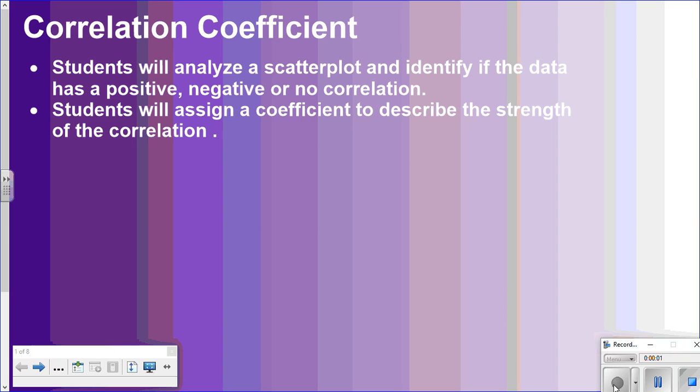In this lesson, we'll be discussing correlation coefficients. By the end of the lesson, you should be able to analyze a scatter plot and identify if the data has positive, negative, or no correlation, and assign a coefficient that describes the strength of the correlation.